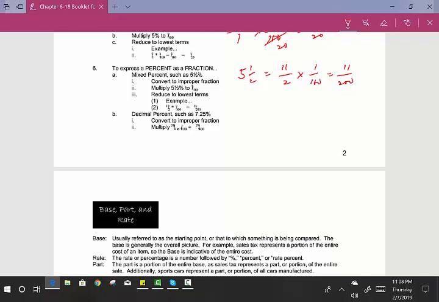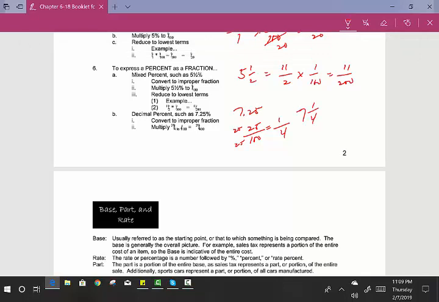Okay, now if you have a decimal percent that doesn't express itself in a fractional value, convert it to a fractional value because that'll make it easier. Okay, 7.25% is the same as 7 and 25 over 100. 25 will go into itself 1 time, and 25 will go into 100 4 times. So that, in essence, is equal to 7 1/4.